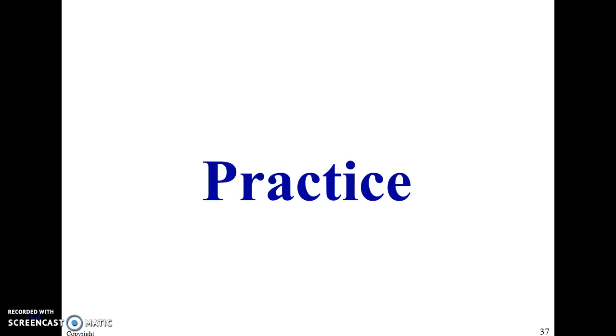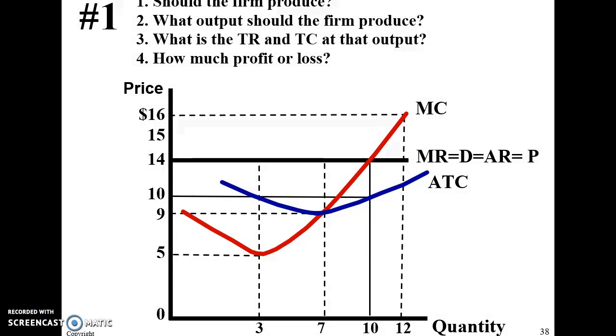All right, let's do some practice. Should the firm produce? What output should the firm produce? What's total revenue and total cost, and how much is the profit or loss?